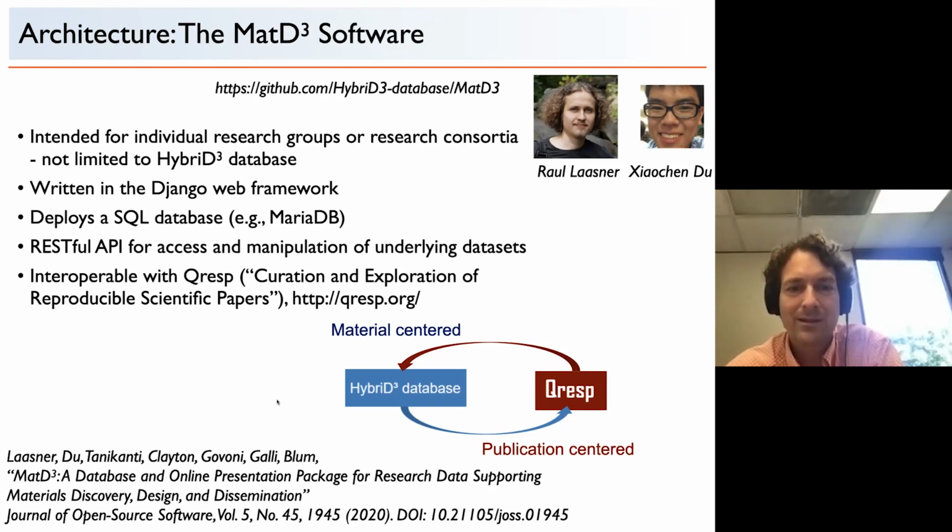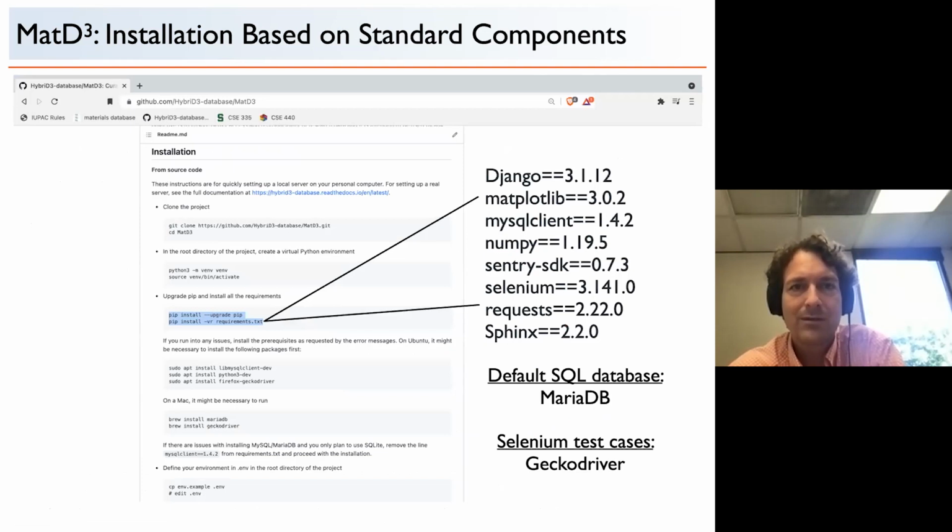So that's the software, not the data, as a separate publication, as an open source project that can be picked up by anybody else. So if you have a collection of data that you want to collect somewhere, the software here is there. It's based on the Django web framework. It deploys an SQL database, and it actually comes with an API for access and manipulation of the underlying data sets. And it's interoperable with a software called QResp that was produced by Julia Galli's group, which allows one to archive data in one's own papers. It also should be useful for many of the data efforts that we have in the world.